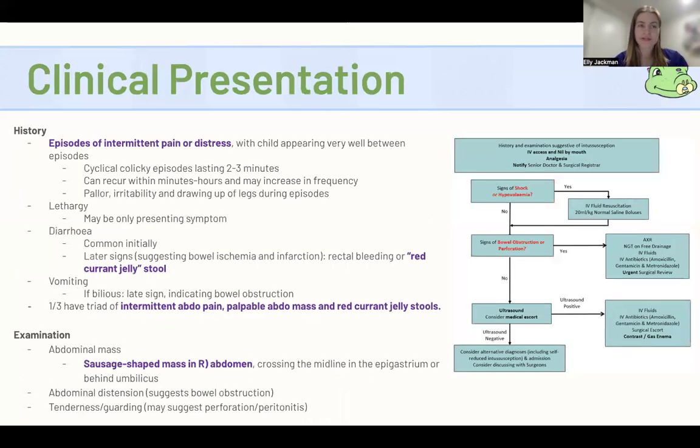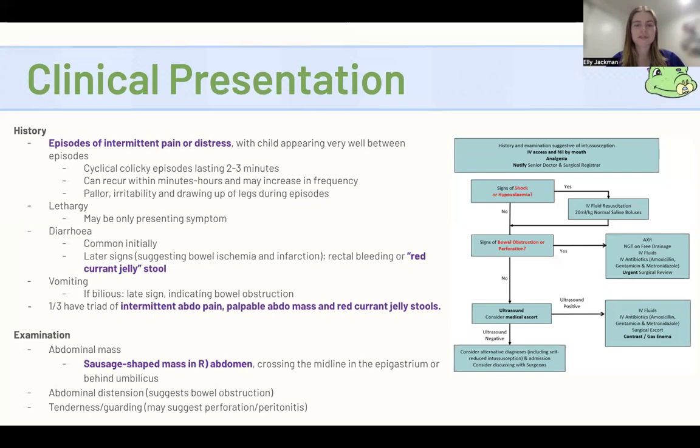Intussusception presents with episodes of intermittent pain or distress, and the child can appear very well between episodes. These episodes can last about 2 to 3 minutes. The child during the episodes may become pale, irritable, draw up their legs, and the episodes can then increase in frequency as well. Lethargy may be the only presenting symptom. They can present with diarrhea as well, which is common initially.